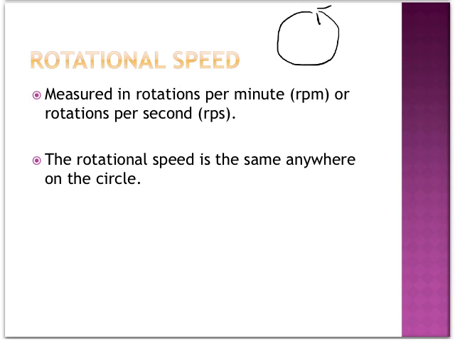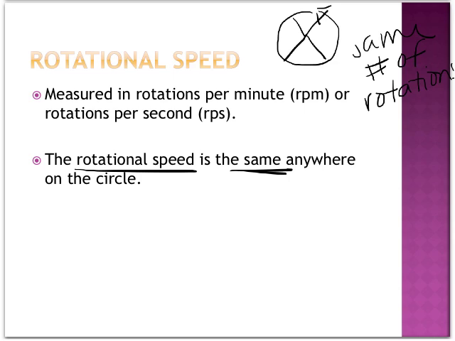Everybody, as long as the circle is actually stuck together, like if you think about a wheel and its spokes, they all have to turn at the same time. So they all have the same number of rotations, no matter where you are on the wheel. All right? So rotational speed is the same anywhere on a circle. It's the linear or the tangential speed that changes based on the size of the circle.